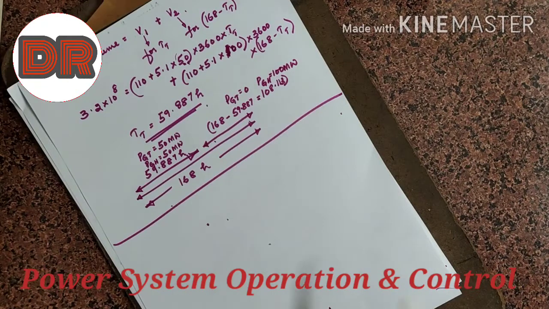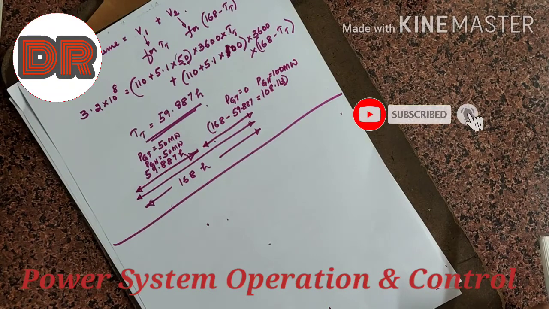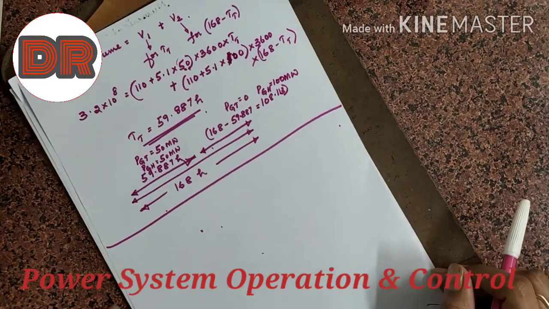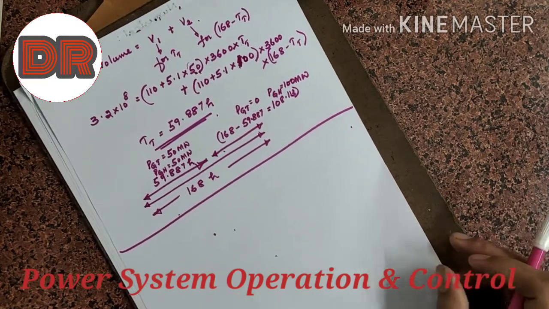So this is the scheduling of a hydrothermal power plant when energy is known or the water volume is known. So this is one numerical we have discussed here on the first algorithm. The remaining algorithm I will explain in the next video.